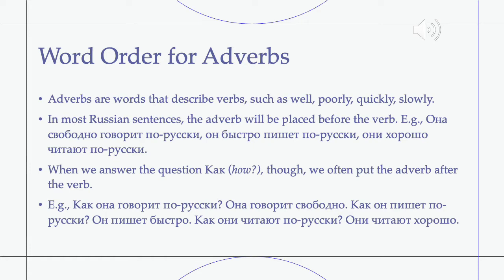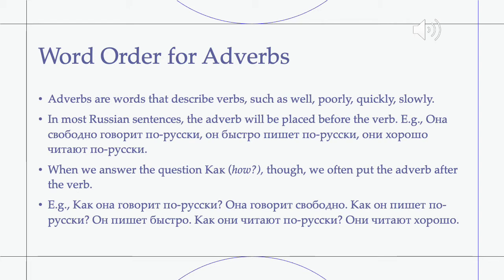In most Russian sentences, the adverb will be placed before the verb. This is not mandatory because there's hardly anything that's mandatory about Russian word order, but this is common. So we could say, for example, "Она свободно говорит по-русски." She speaks Russian fluently. Он быстро пишет по-русски. He writes Russian quickly. Они хорошо читают по-русски. They read Russian well. So that is the most common word order for adverbs. We put them right before the verb.